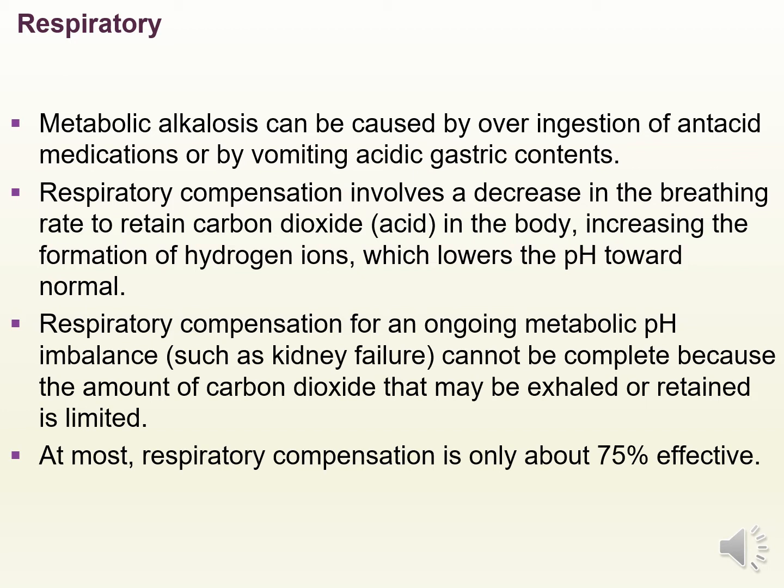So as the patient becomes alkalotic, again, the lungs are going to compensate, and they're going to decrease the rate of breathing to retain carbon dioxide in the body, and this will increase the formation of hydrogen ions that will eventually lower the pH. Respiratory compensation for an ongoing metabolic imbalance such as kidney failure will never be complete because the amount of carbon dioxide that may be exhaled or retained is limited. At most, respiratory compensation will only be about 75% effective.